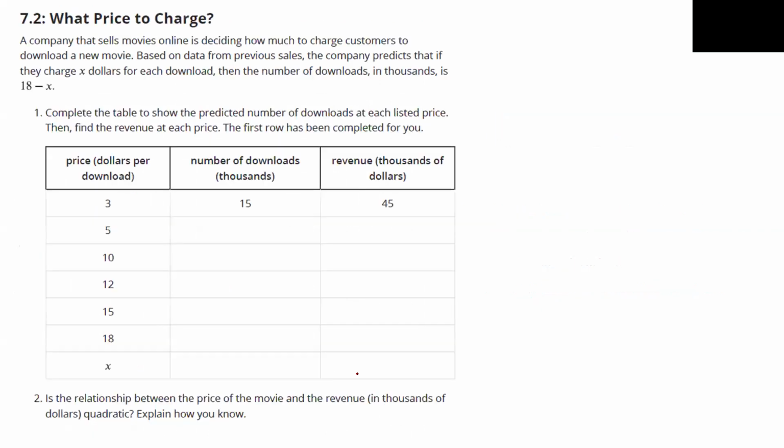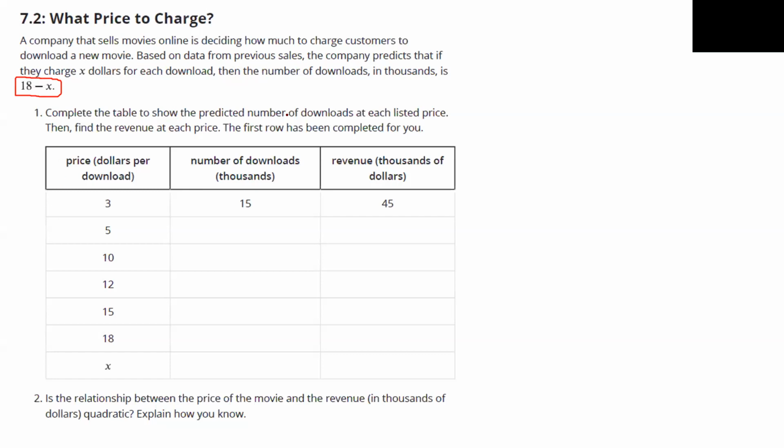Okay, your first activity says a company that sells movies online is deciding how much to charge customers to download a new movie. Based on data from previous sales, the company predicts that if they charge x dollars for each download, then the number of downloads in thousands is 18 minus x. So this 18 minus x is basically what they're going to be using to know the number of downloads.